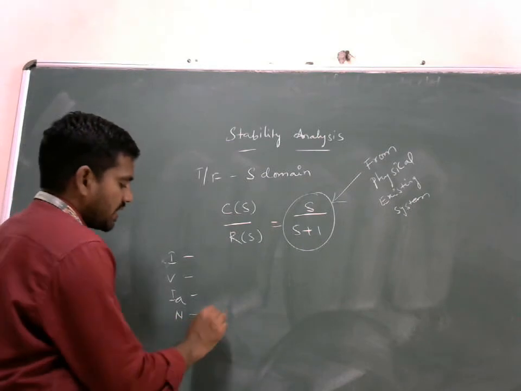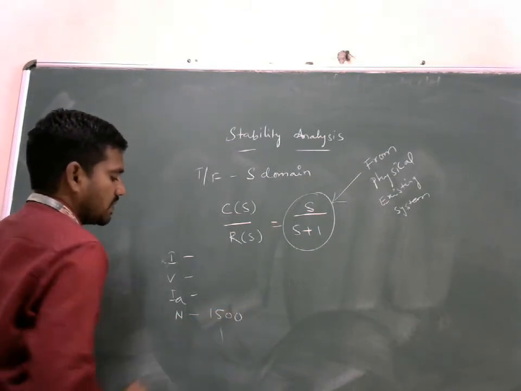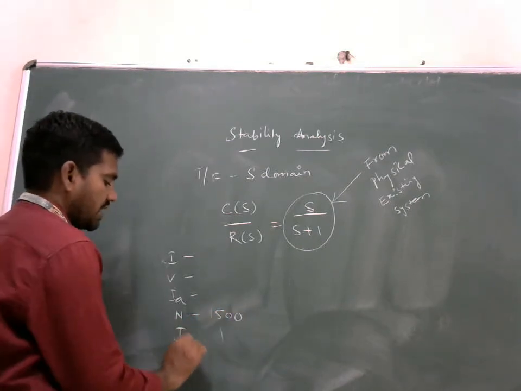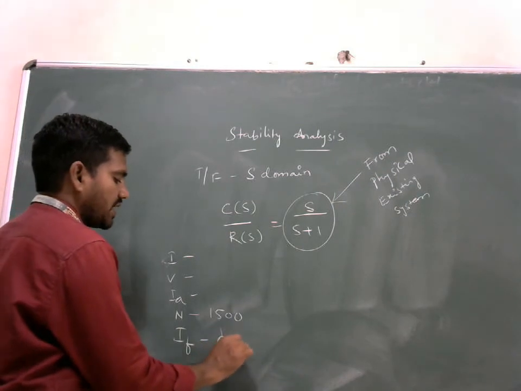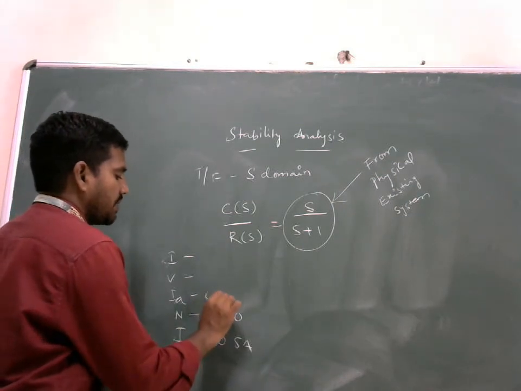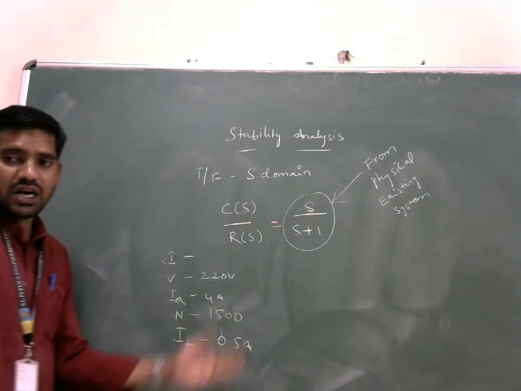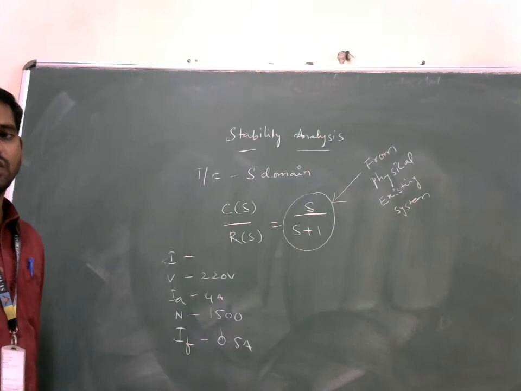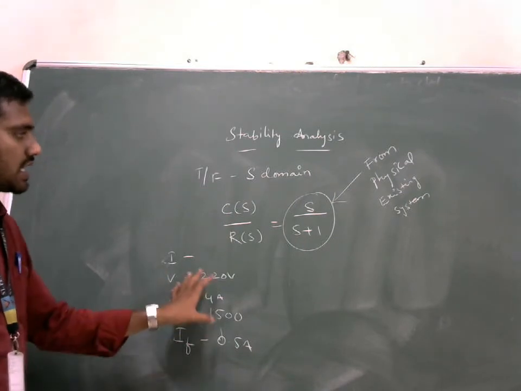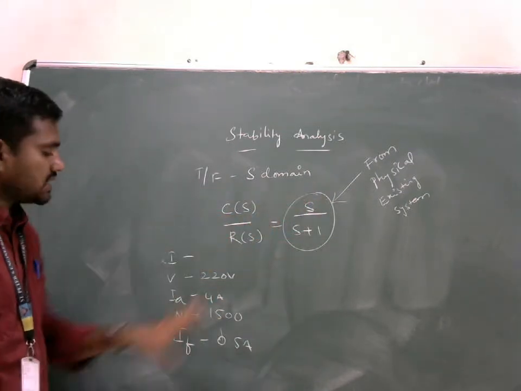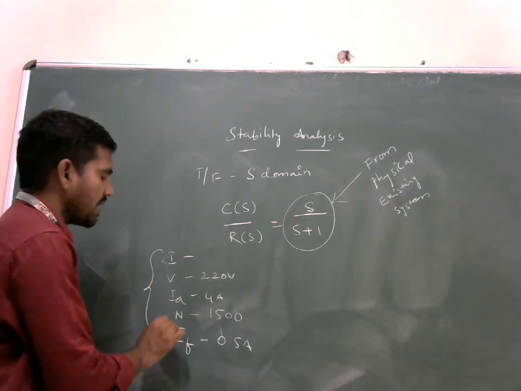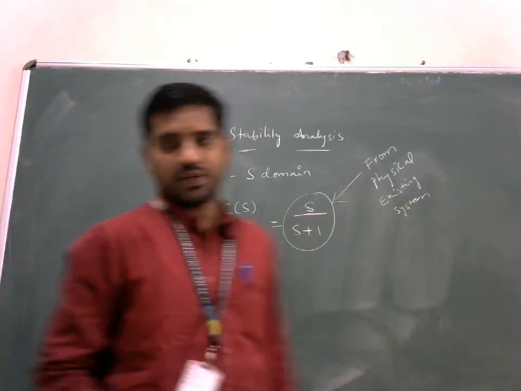The rated speed is 1500 RPM. The field current is 0.5 amperes, the armature current is 4 amperes, and the voltage is up to 220 volts. Like this, he mentions all the data. By using all this data, we derive a physical existing system. From this physical existing system, we get the transfer function.